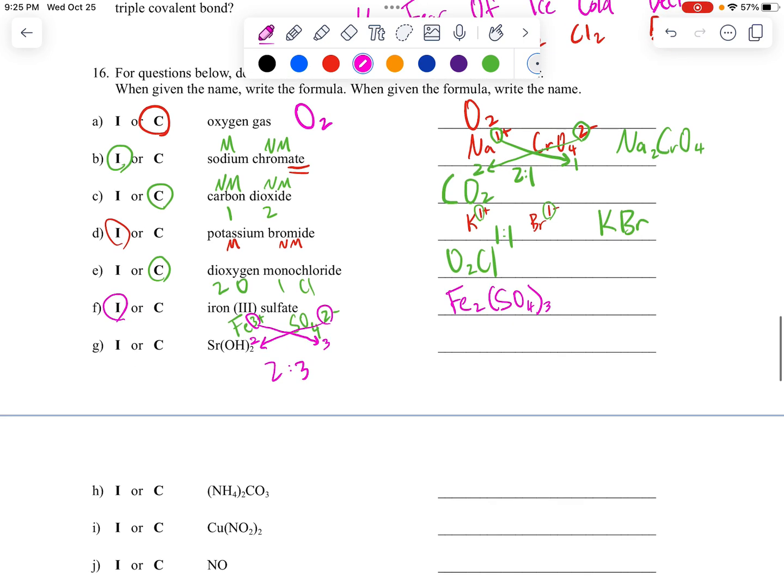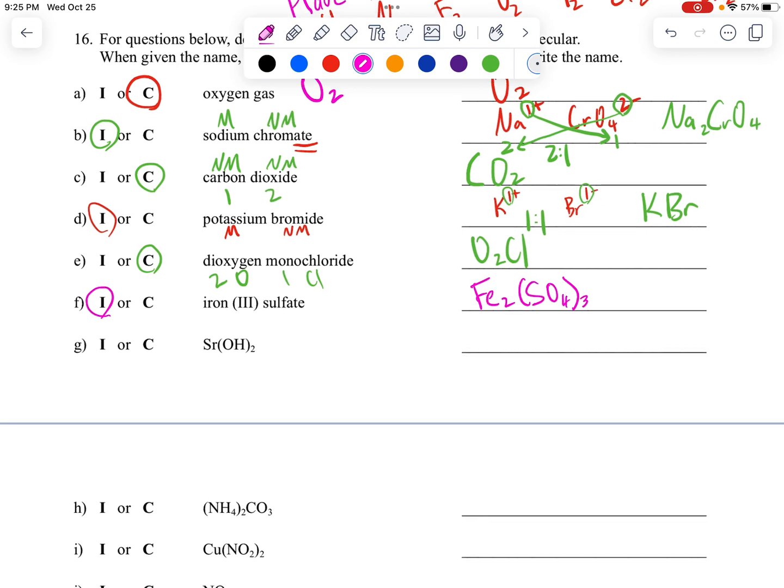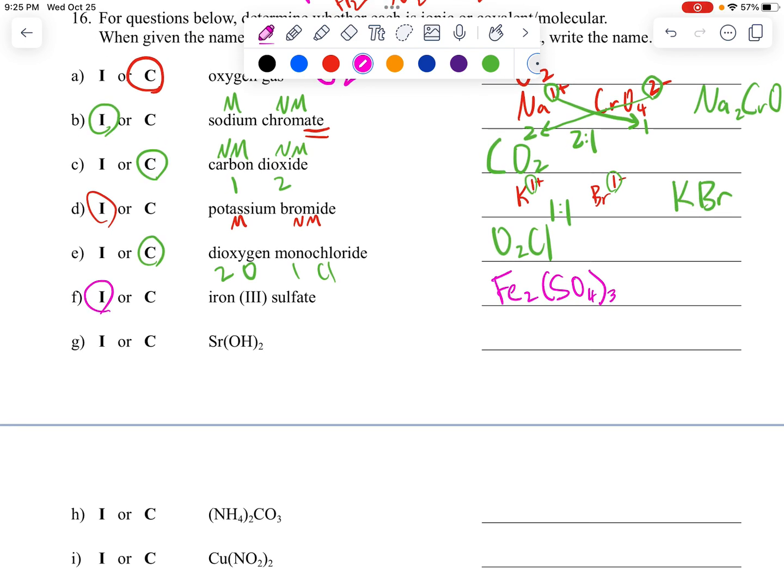Okay, all right, so let's go ahead and try G now. Just gonna clean up just a tad bit. There it is. Okay, let's go ahead and try to name this one now. Sr. If you look on the periodic table, you'll find it on the left side. It's an alkaline earth metal, and it's in group 2, strontium, right? And strontium has a charge of 2 plus.